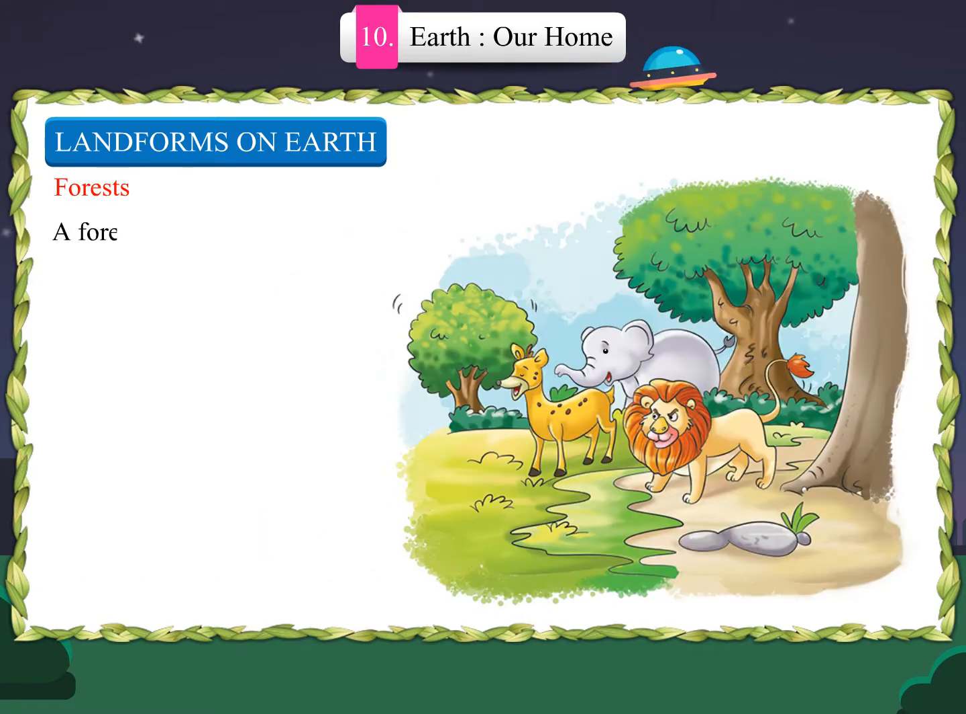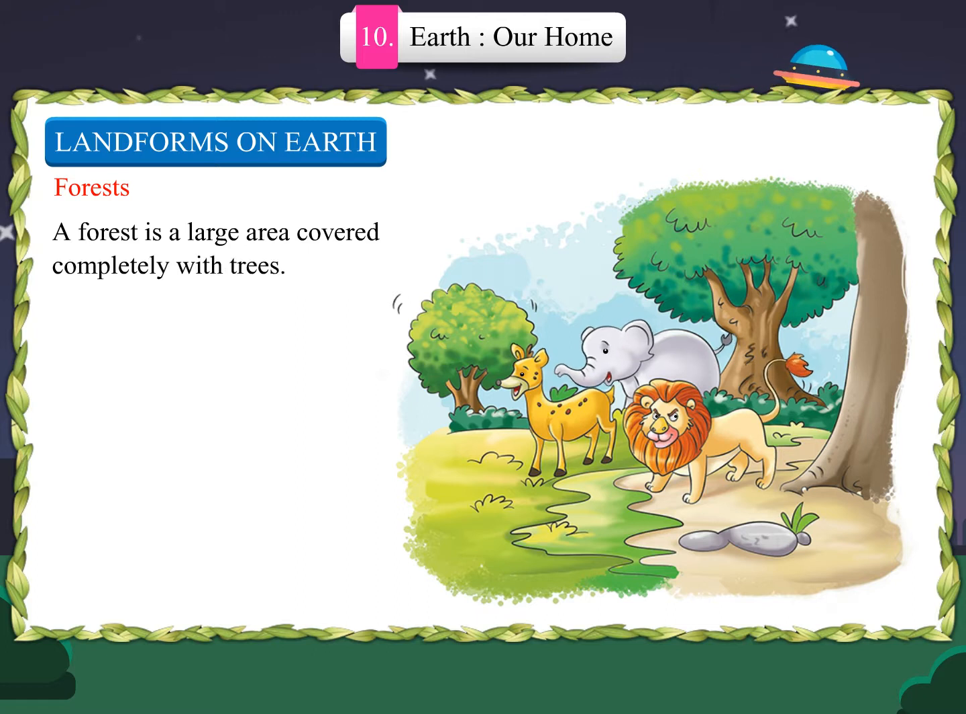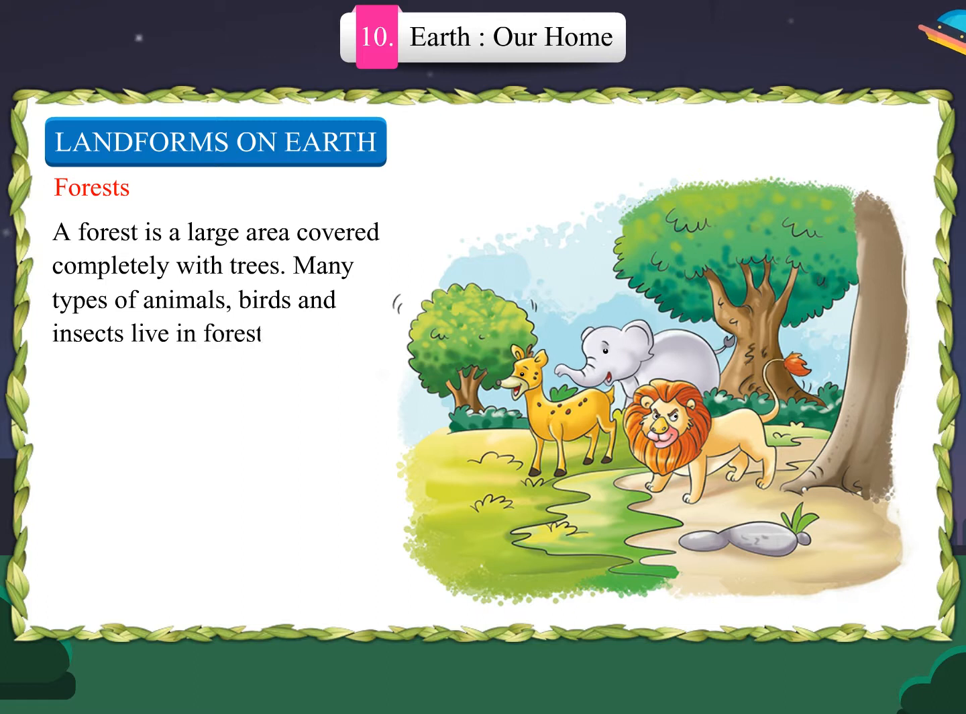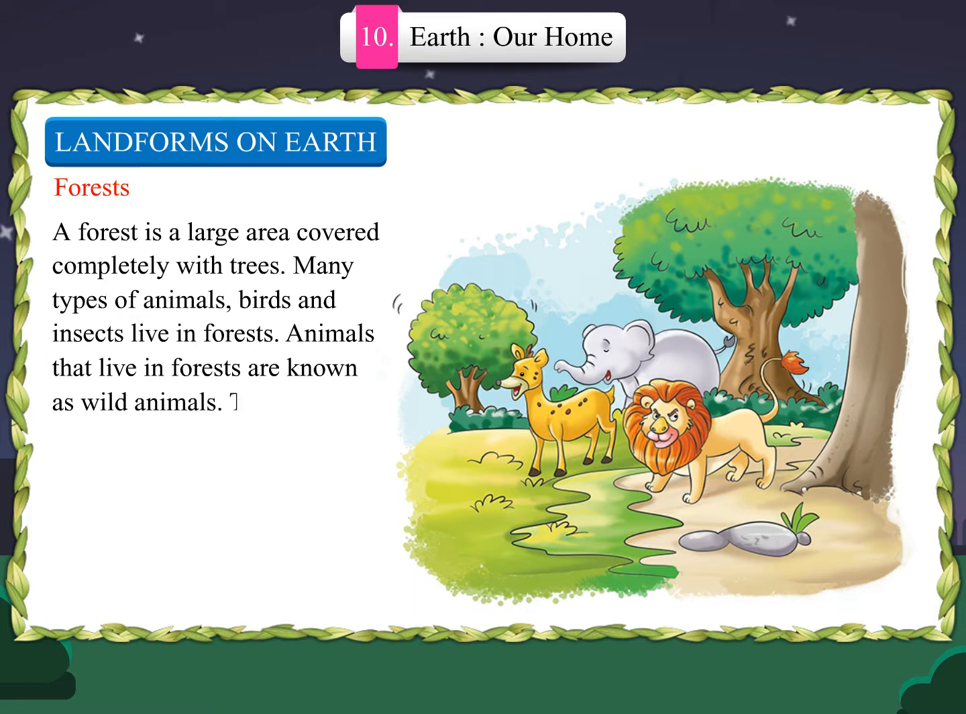Forests. A forest is a large area covered completely with trees. Many types of animals, birds and insects live in forests. Animals that live in forests are known as wild animals. Trees give us oxygen and many useful things.